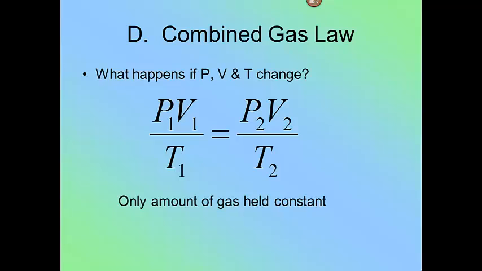So we're going to use the combined gas law: P1 V1 over T1 equals P2 V2 over T2. The only thing that's going to be held constant in this particular formula is our moles. So understand that amount of gas is equal to moles. So our moles are being held constant, our n.